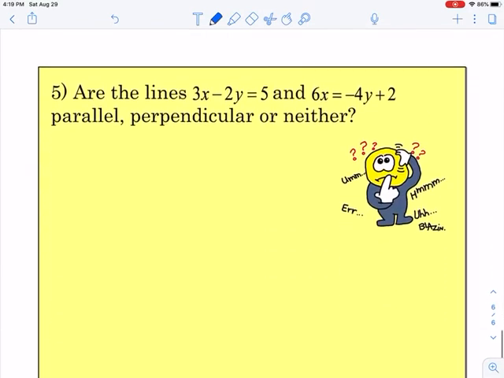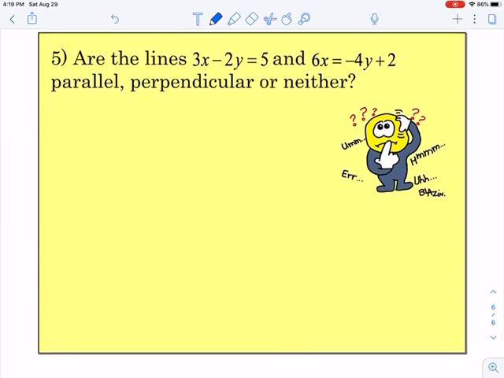Okay, and then our last question. Are the lines 3x minus 2y equals 5 and 6x equals negative 4y plus 2 parallel, perpendicular, or neither? Again, the second you see parallel or perpendicular, you should be thinking, I need to find the slopes of these two lines. So just like in that last example, I can't pull off the slope in either one of my equations right now because they're not in slope-intercept form. So let me pull down that 3x minus 2y equals 5.